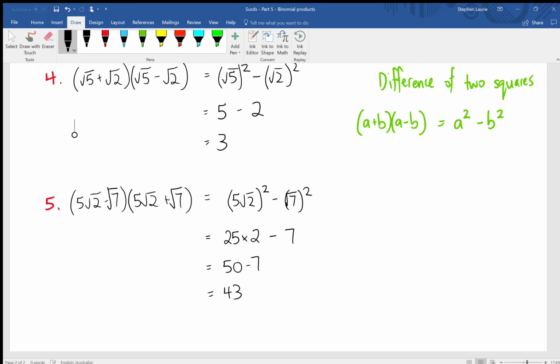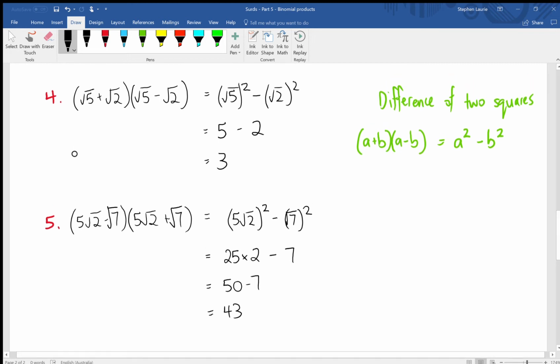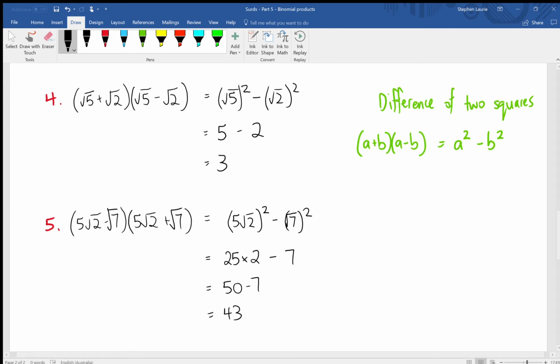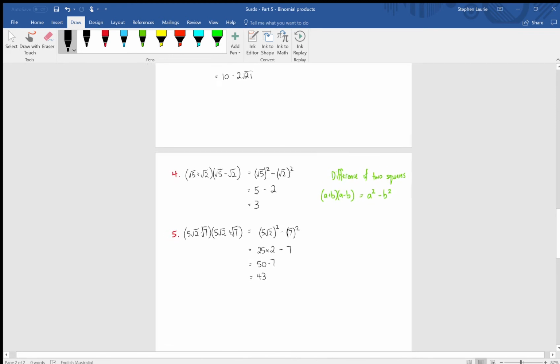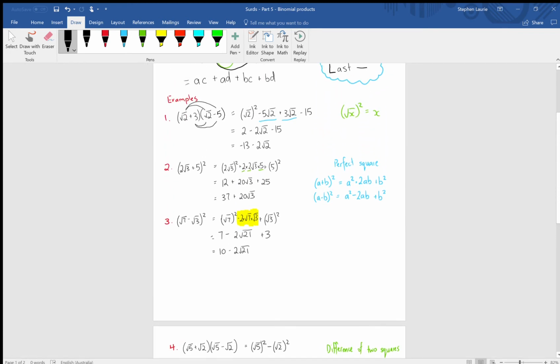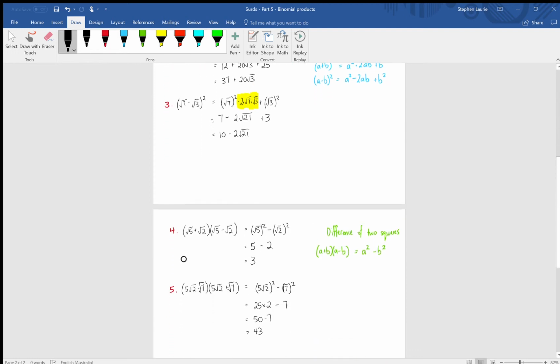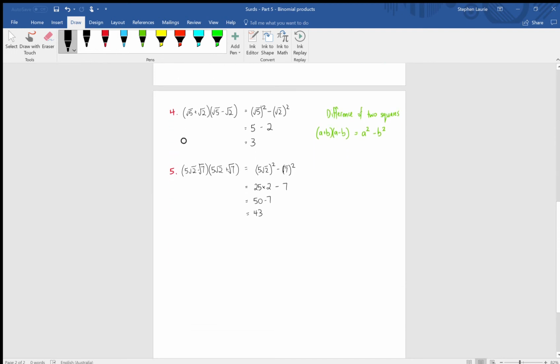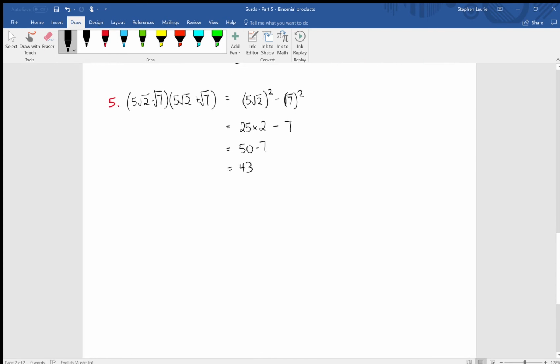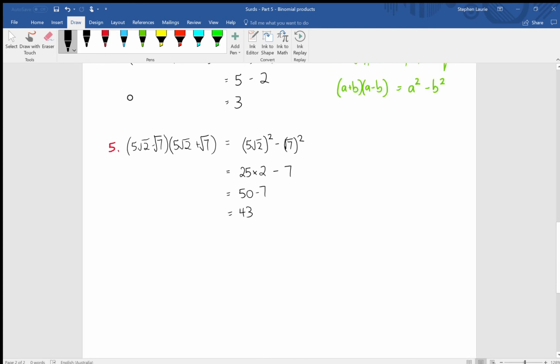Now have a look at examples 4 and 5. What do you notice about the final answer that we got? Both 3 and 43 are rational. Going back to examples 1, 2 and 3, we got answers that involved surds, and that's fine. But in examples 4 and 5, we got rational numbers. And what was different about 4 and 5? Well, they were both difference of two squares. When we're dealing with the difference of two squares with surds, we call these binomials conjugate surds.